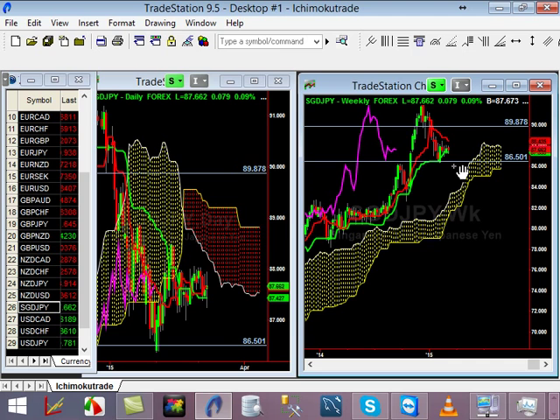If you look at the daily time frame, the minor support at 87.42 is holding this guy up. If they break it, it's going to retest this low here, and then possibly could go lower from there.